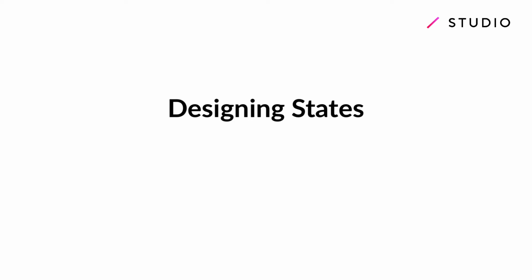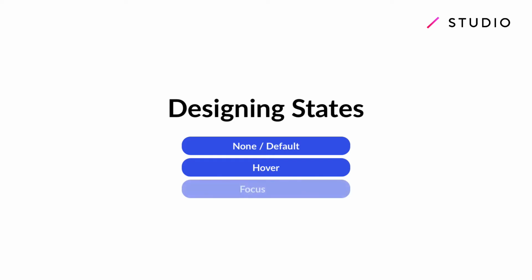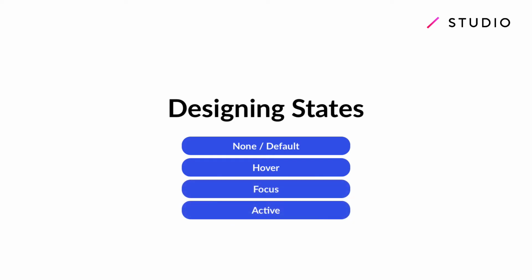In this video we're going to talk about states. States add interactivity to a page that are often used for forms, links, and buttons. There are 4 states in Studio: None, which is the default state, hover, focus, and active. Let's go over each state in more detail.